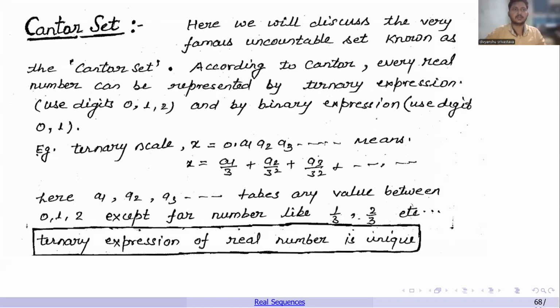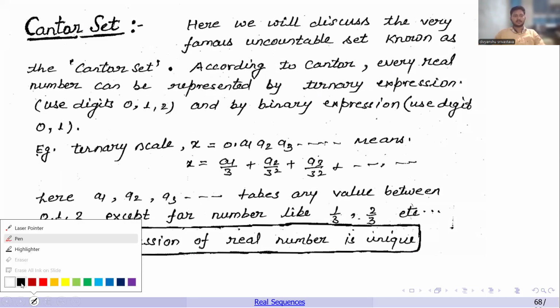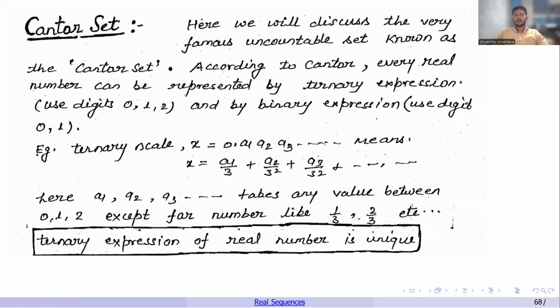Yeah, here is the Cantor set. Sorry, not Cartesian product. Here is the Cantor set. So, what is the Cantor set? First thing that comes to your mind, right? What is the Cantor set? So, I am telling you about the Cantor set. Here is some discussion about this.